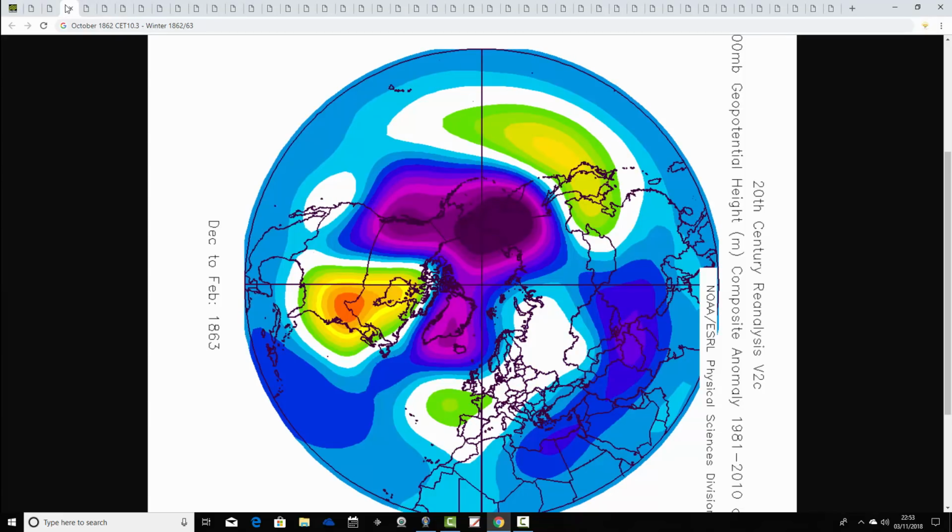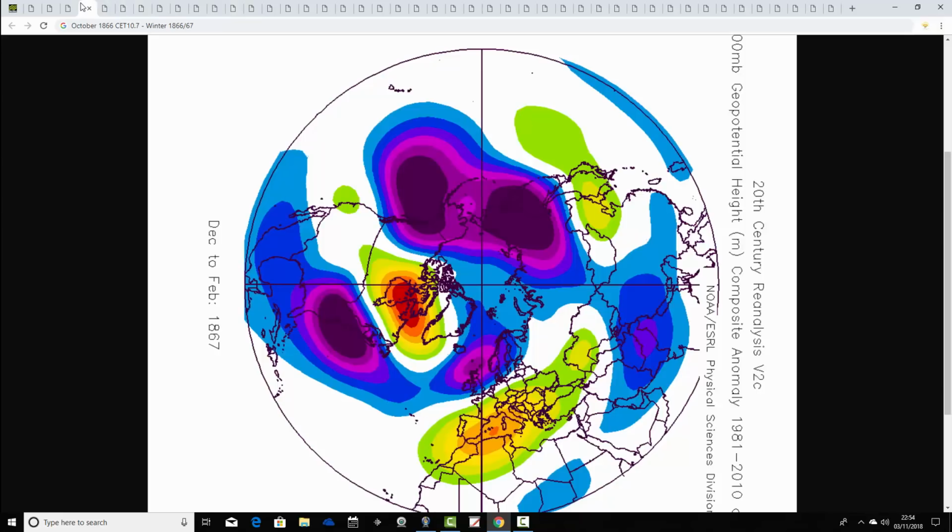The next October is 10.3, right at the low end of our range. It's October 1862 with a CET of 10.3. The winter of 1862-1863 looks mild with below average heights to the north, above average heights to the south, and we bring those westerlies through across the country like that. The next October is 1866. It has a CET of 10.7. The winter of 1866-1867 looks mild. It has above average heights to the south, below average heights to the north, and we bring in those mild southwesterly winds.